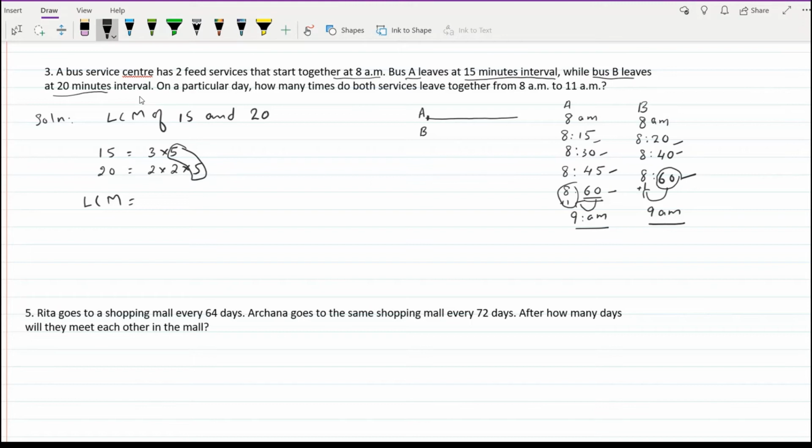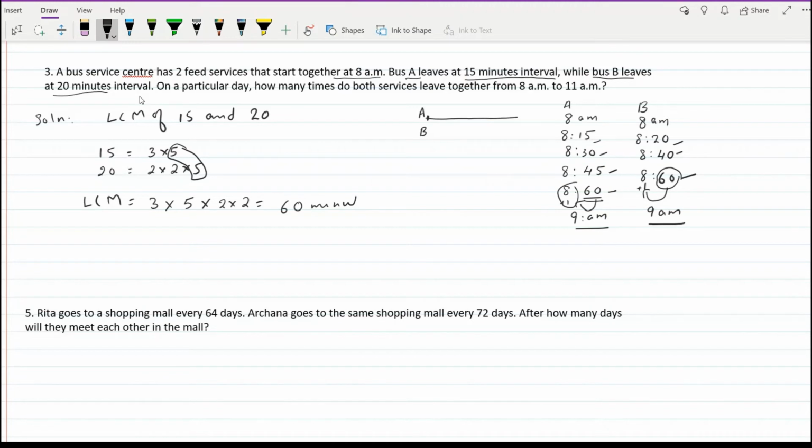Here 3 comes only one time, so take 3. The 5 also appears one time in both numbers, so take one 5. And 2 comes 2 times in 20, therefore take 2 times. So you consider all the factors, with the maximum number of times, in finding the LCM. You can use the long method also; any method you find easy, you can follow. Now multiply: 3 fives are 15, 15 fours are 60. So we got 60 minutes.